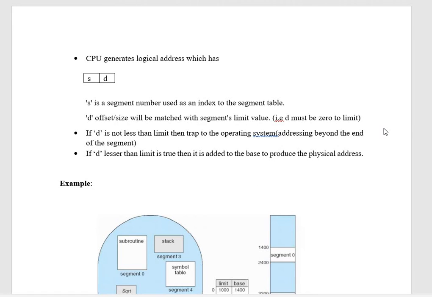The same thing I have mentioned over here. The CPU generates the logical address, which is divided into S and D. We fetch the D and check it with the limit. If it lies within the limit, then add the base address to get to that particular location; otherwise, trap to the operating system.